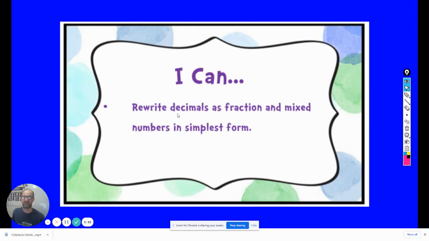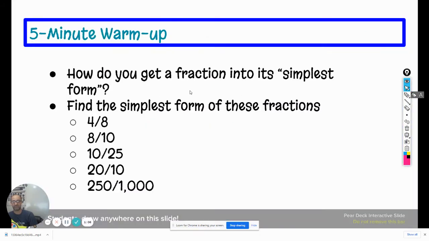Here we go. You can rewrite decimals as fractions and mixed numbers in simplest form. Think you can handle that? I think you can handle it. I have nothing but 1,000% faith in you. You're all brilliant and talented and wonderful.